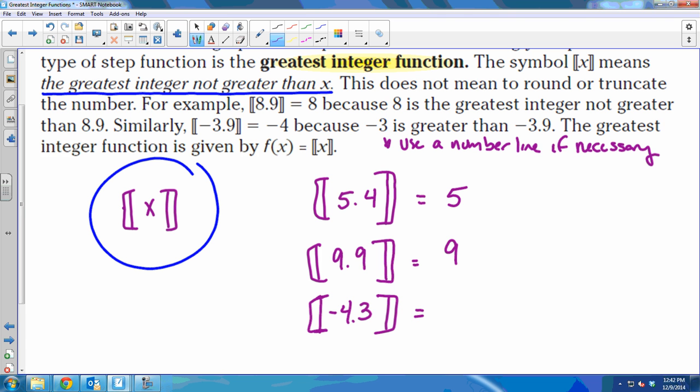The greatest integer that is not larger than -4.3 is -5. -4 is larger than -4.3. Draw a number line if you have to, so you are trying to think it through. The negative ones are tricky, so draw a number line if you have to.